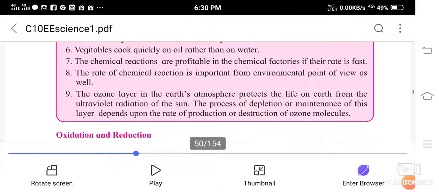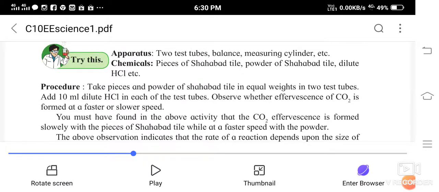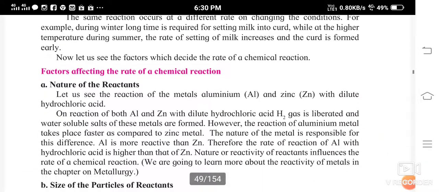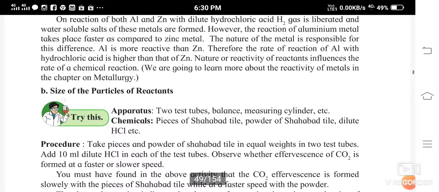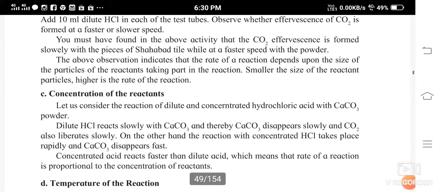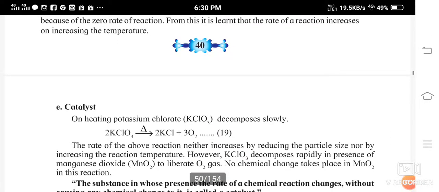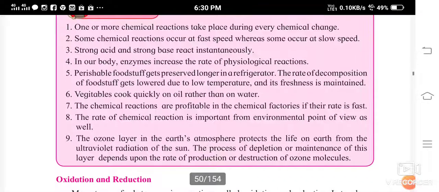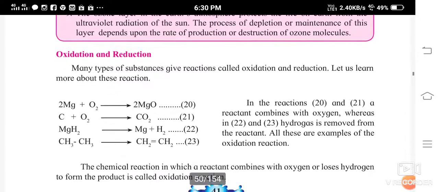Students, in the last video, we studied the factors affecting a chemical reaction, didn't we? We studied all 5 factors: nature of the reactants, size of the particles of reactants, concentration of the reactants, temperature of the reaction, and catalyst. Now, let us continue with oxidation and reduction today.